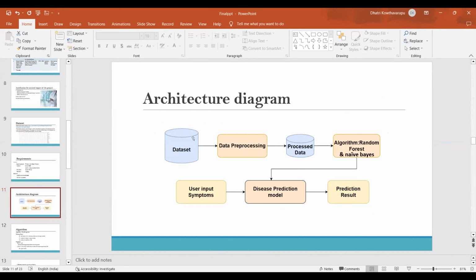The dataset was collected from different hospitals. We did data pre-processing, in which we removed noisy data and any mistakes in the data, and converted it into binary format. This processed data was taken to the disease prediction model, in which we have used two algorithms, Random Forest and Naive Bayes. The model considers at most 5 symptoms, or at least 1 or 2 symptoms from the user, and by that it gives the final result.